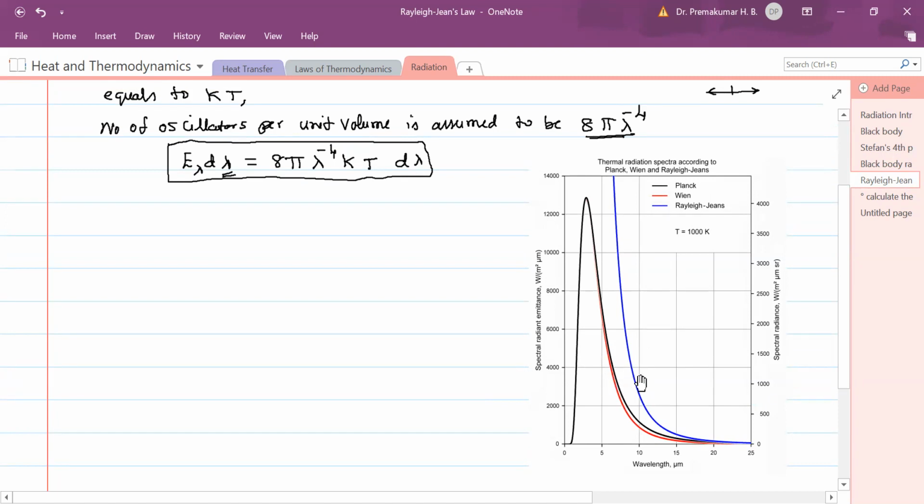Converging towards the experimental curve, at least. But at lower wavelength, it is nowhere traceable. It is completely, you can say, a disaster. That is called the ultraviolet catastrophe. Okay, that one is called what? Ultraviolet catastrophe.